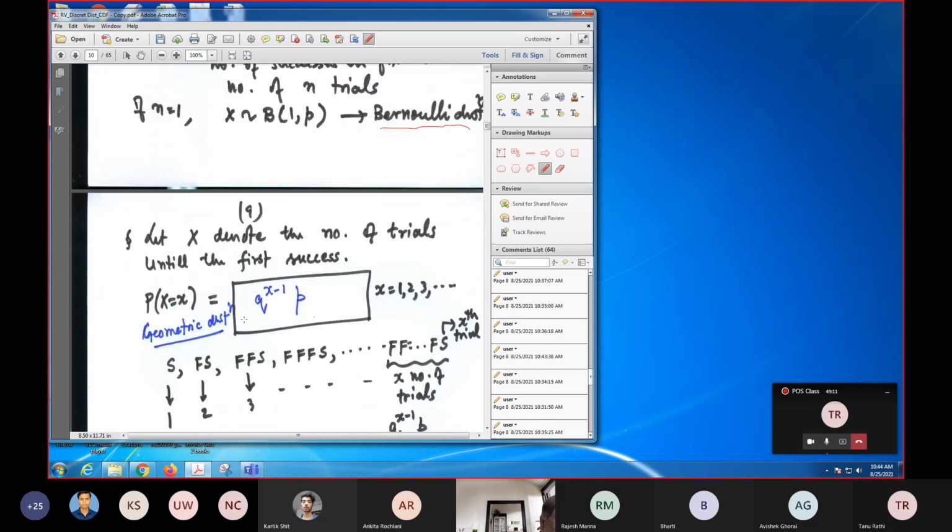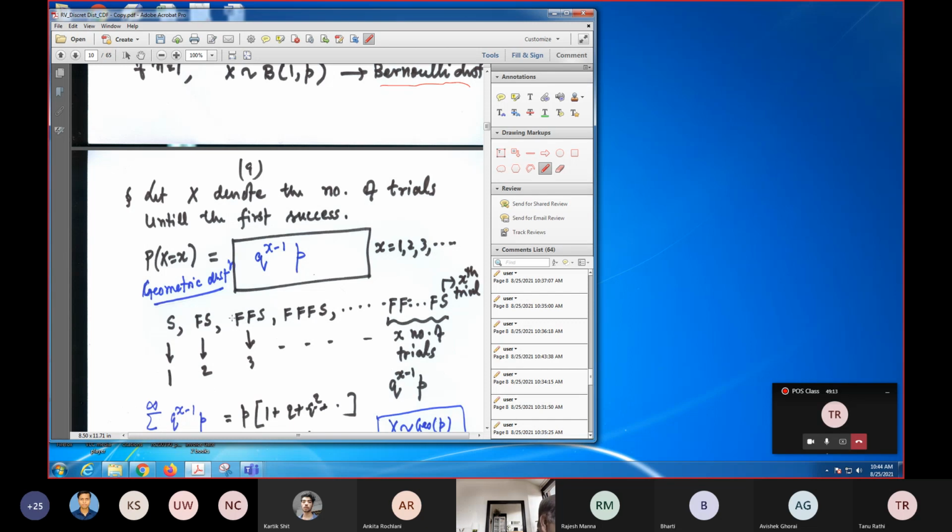Okay. The experiment is the same, meaning we are still considering the Bernoulli trial. Now, what I am telling you: toss a coin till you get a head, or keep performing your trial till you get a success. Okay. So here I have just changed the definition of the random variable.